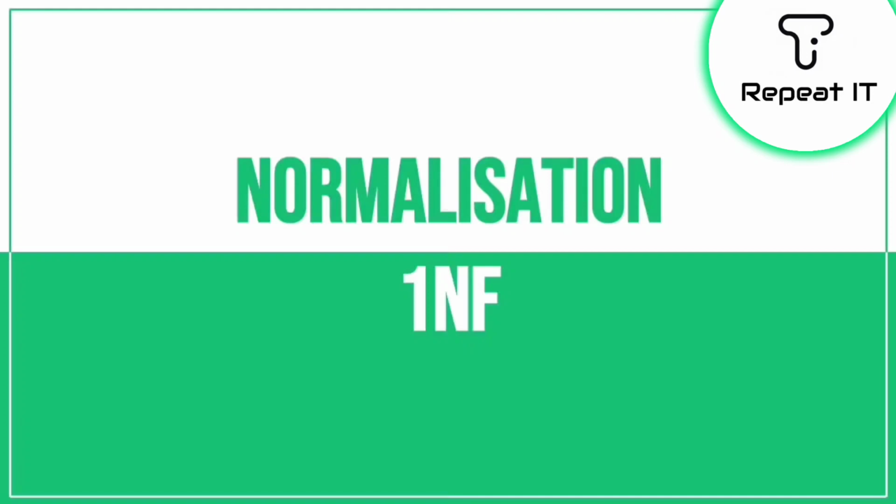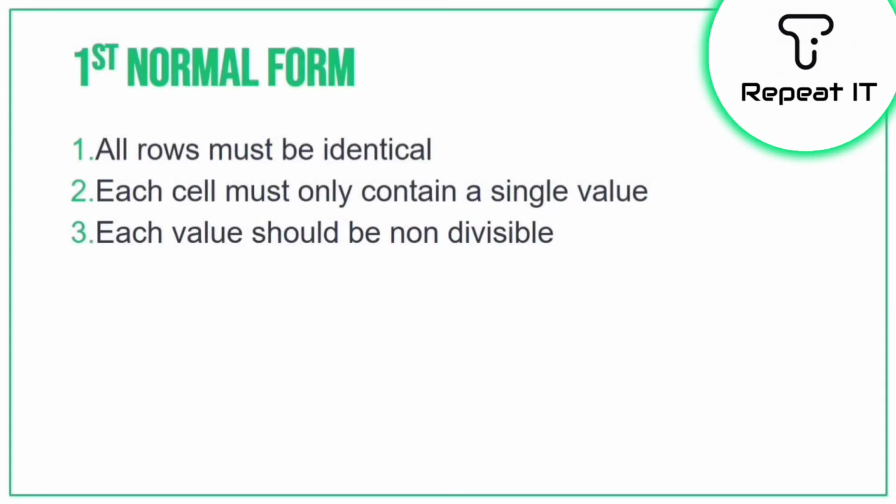Hello and welcome to this beginner's guide to the first, second, and third normal form when considering database normalization. First of all, what is normalization? Normalization is the process of organizing data in a database. In this video, we will learn about the first normal form. So, let's start. The first normal form is very simple.